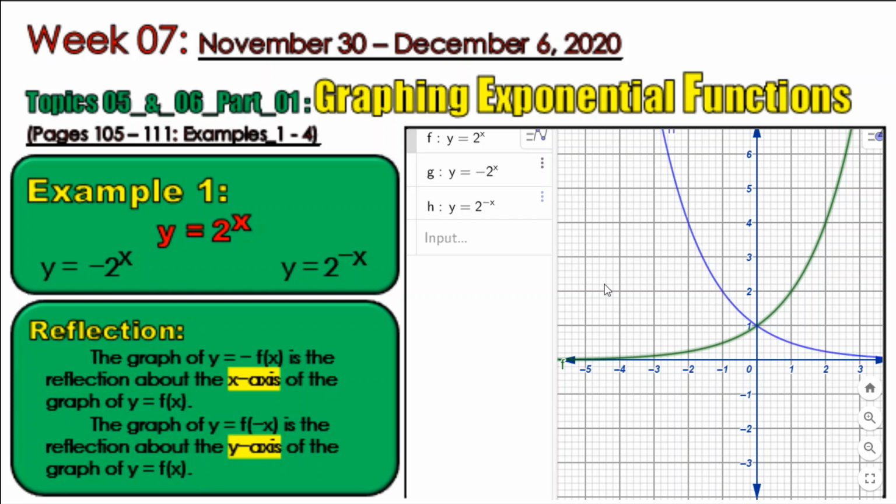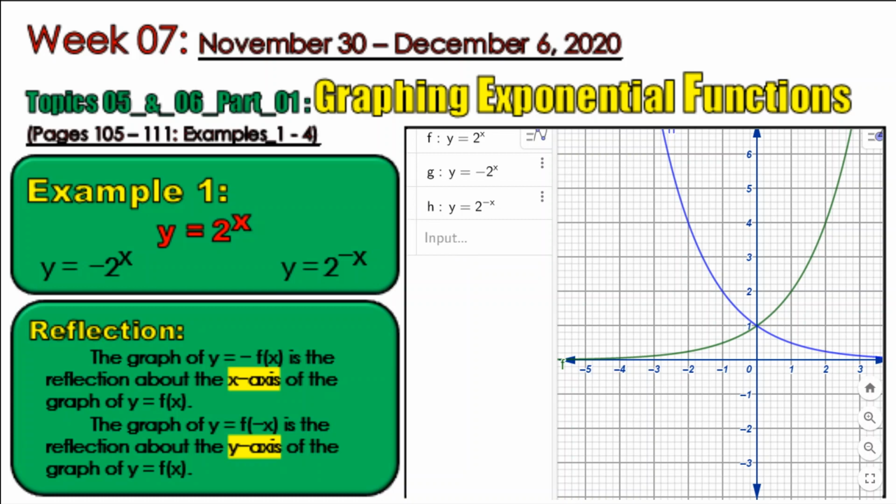Let us proceed to the second pair of the functions. So we have the graph of y is equal to f of negative x is the reflection about the y-axis of the graph of y is equal to f of x. This time we have the same bases. We have 2 and we have positive x and negative x. So their graphs are just reflections of each other about the y-axis. So this is your y-axis, and this is what we call the axis of symmetry.